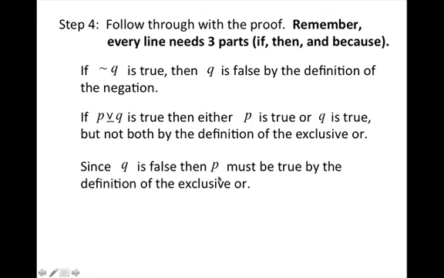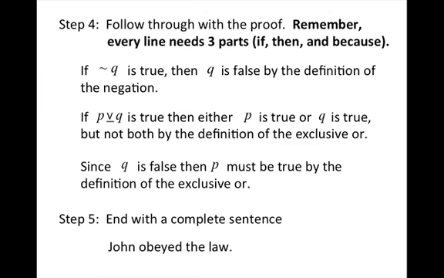Now, I was trying to prove that P was true, and I have that in my proof. So I've completed step 4. I've shown what I needed to show. So now step 5 is end with a complete sentence. I know that P was true. P was the statement, John obeyed the law, so I can conclude John obeyed the law.